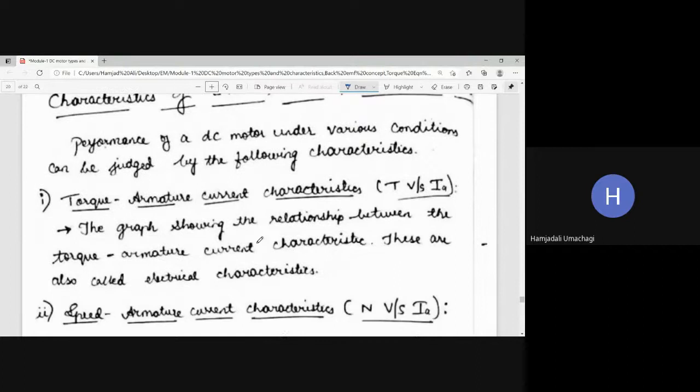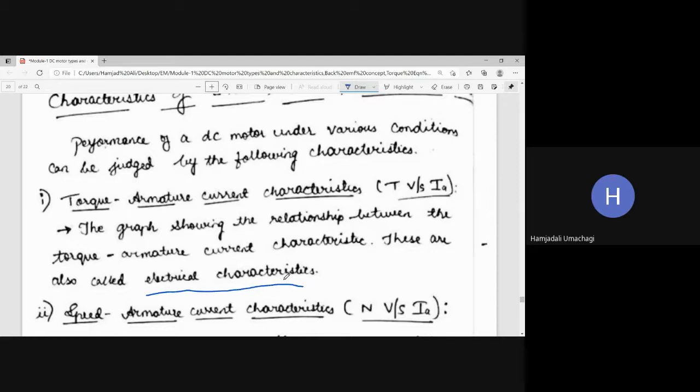The graph showing the relationship between torque and armature current is called the electrical characteristic. So I want to check the electrical characteristics, that means torque versus armature current. Torque is force, and armature current is an electrical quantity. If you plot torque versus armature current on a graph, that is called the torque versus armature current characteristic, and these are called electrical characteristics.